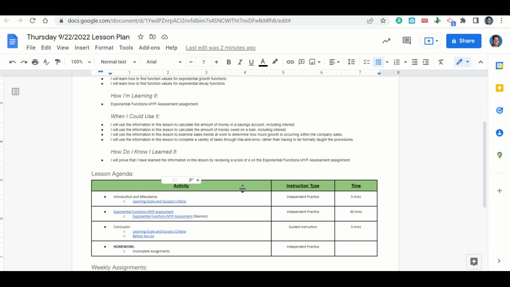Now let's take a look at our agenda for today. We'll begin by going over our learning goals and success criteria. After that, I'll give you time to complete the exponential functions MYP assessment assignment on Desmos. At the end of class, we'll go back over our learning goals and success criteria while you fill out your Before You Go. Your only homework for tonight is to complete any incomplete assignments that you may have.